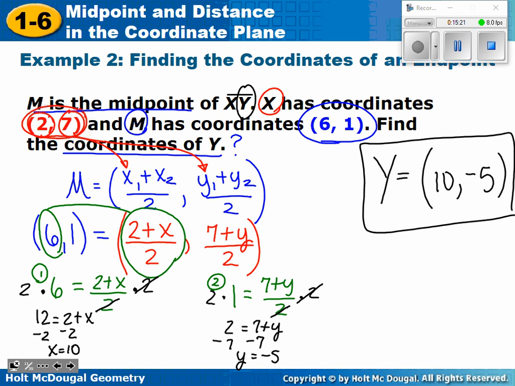And then look to see where it lands. This was at 6, 1, so 7, 8, 9, 10. And when we went down 6, we were at positive 1. So when we go down 6 more, that lands us at negative 5. And so we end up at 10, negative 5.